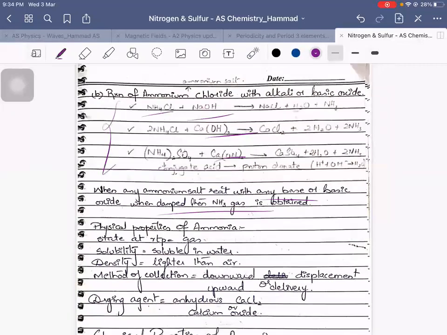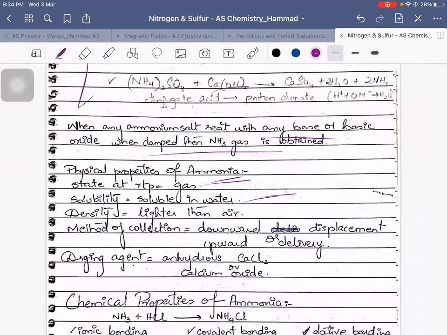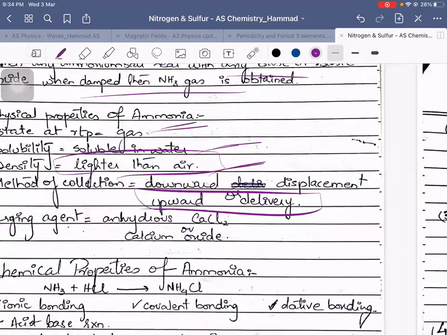Physical properties of ammonia: it is a gas at RTP, it is soluble in water, and it is lighter than air. Since it is lighter than air, it can be collected through downward displacement or upward delivery. Upward delivery looks somewhat like this.